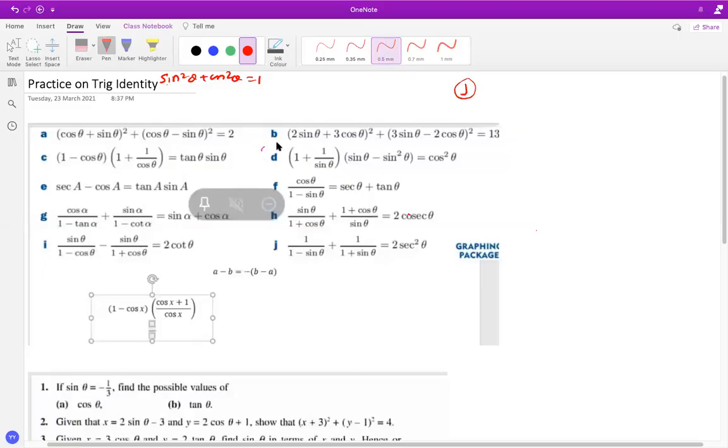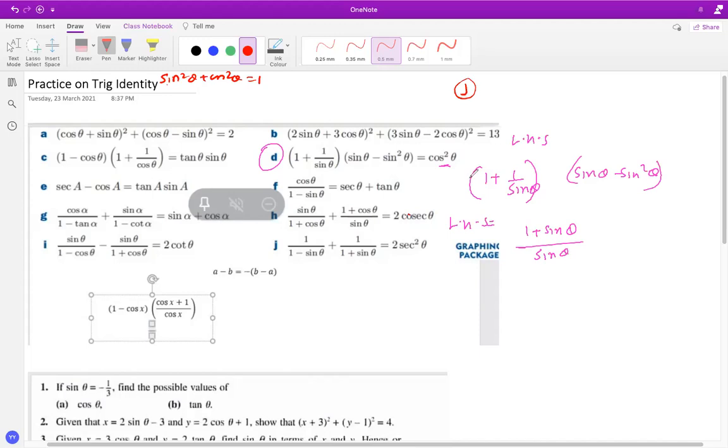Now for part D, what we do is take the left hand side. The left hand side is 1 plus 1 over sine theta, times sine theta minus sine squared theta. We need to prove that this equals cos squared theta. So take the LCM, that is nothing but sine theta plus 1, so 1 plus sine theta over sine theta.